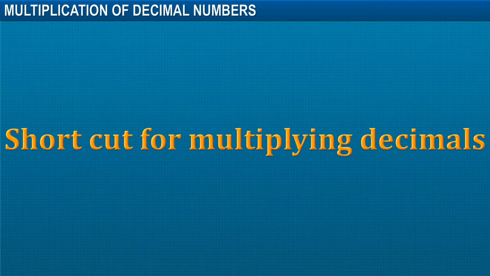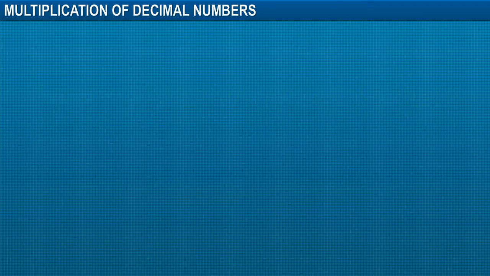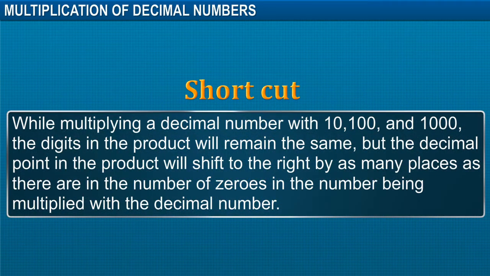There is a shortcut you can use while multiplying decimals with 10, 100, 1000 and so on. While multiplying a decimal number with 10, 100 and 1000, the digits in the product will remain the same, but the decimal point in the product will shift to the right by as many zeros as there are in the number it is multiplied with.